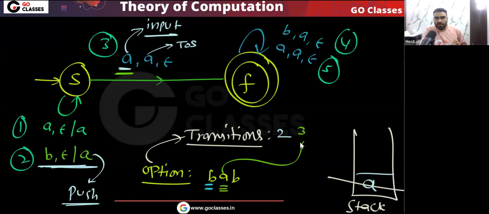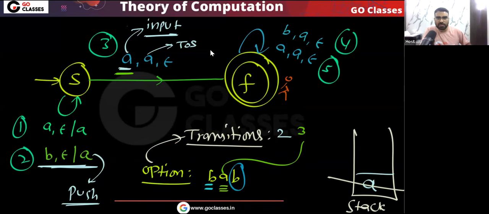Now tell me. Now I am in the final state. Can I say this string is accepted? No, because I have to consume the entire string. This symbol B I have to consume.